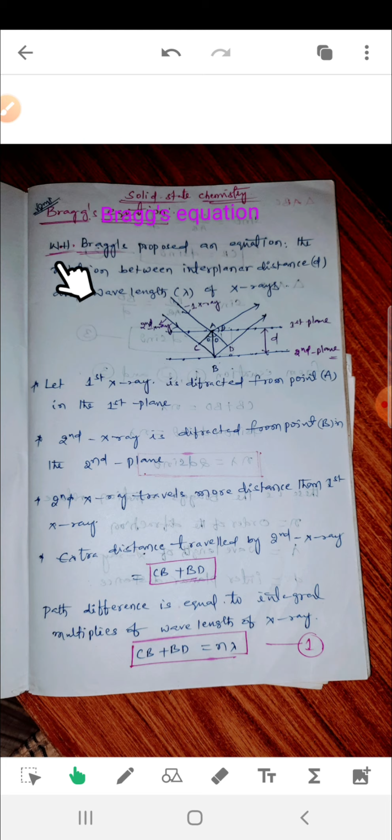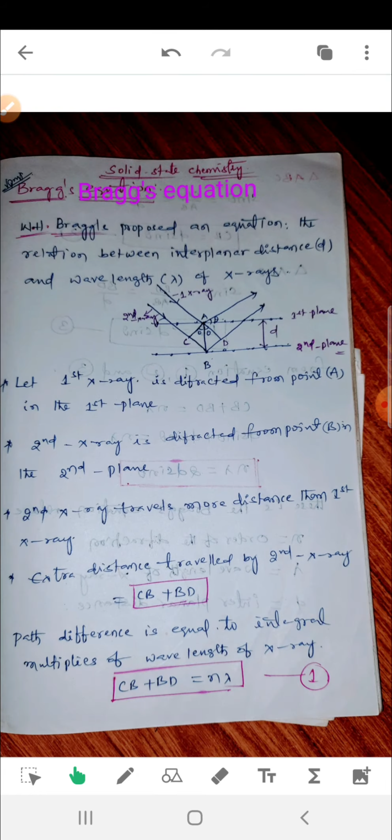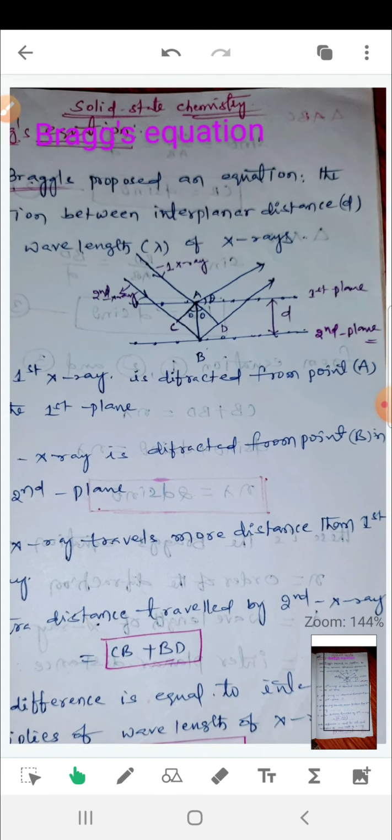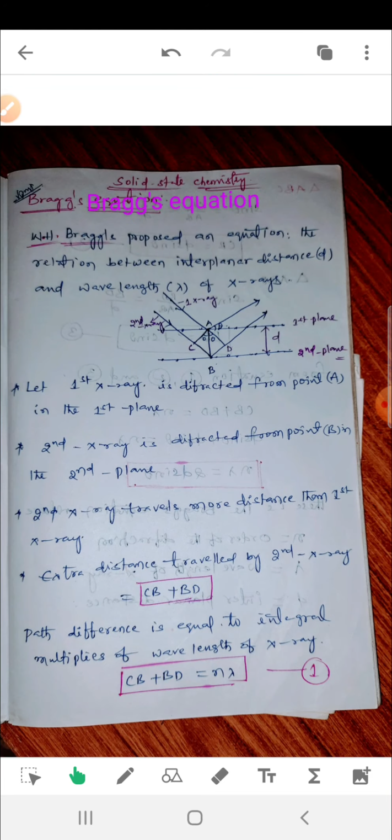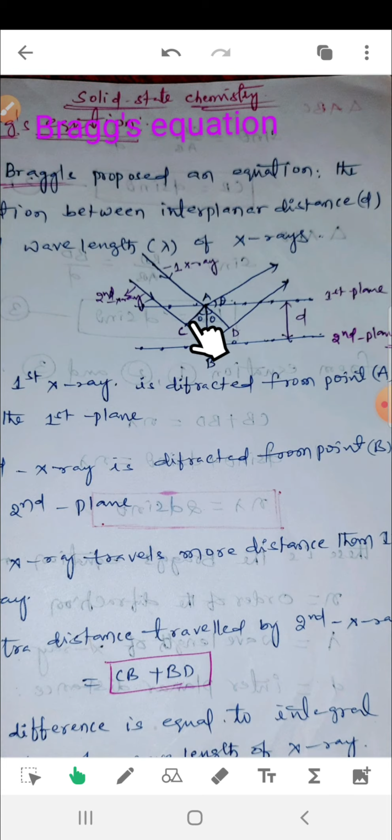Once again, WH Bragg proposed an equation. The equation gives the relation between the interplanar distance small d and the wavelength lambda of X-rays. Draw the diagram: the first horizontal line is the first plane, the second horizontal line is the second plane. Out of the two X-rays we are observing, the first X-ray is diffracted from the point A and the second X-ray is diffracted from the point B. The second X-ray travels more, so we add these lines and we get two triangles, triangle ABC and triangle ABD.